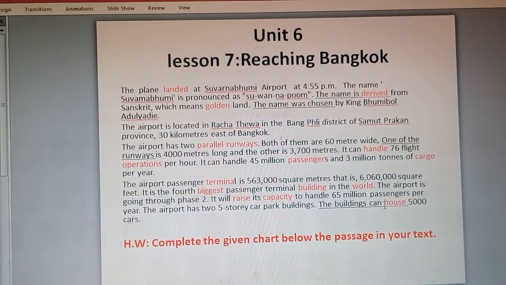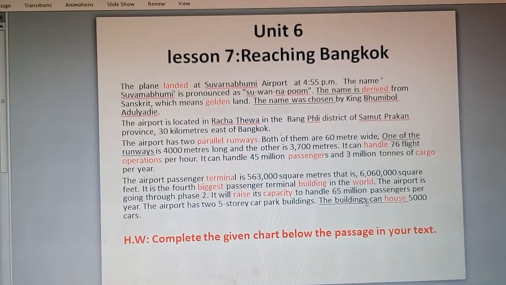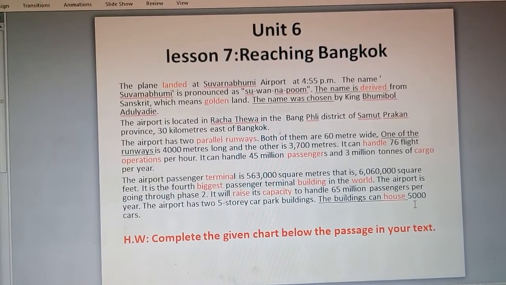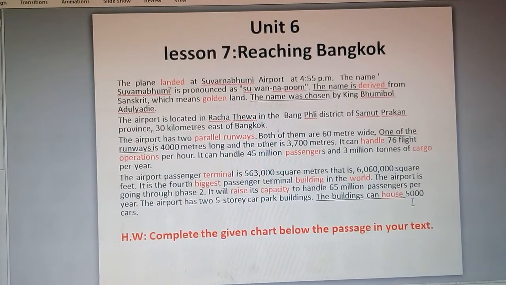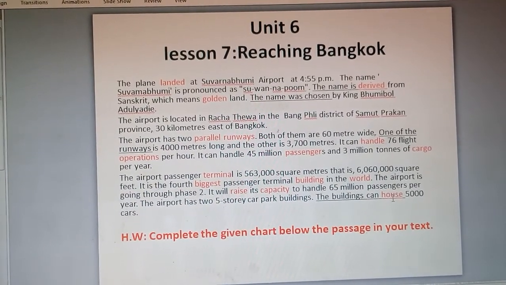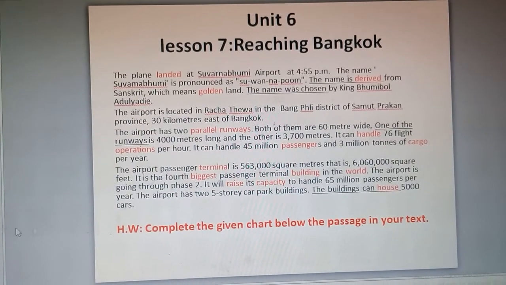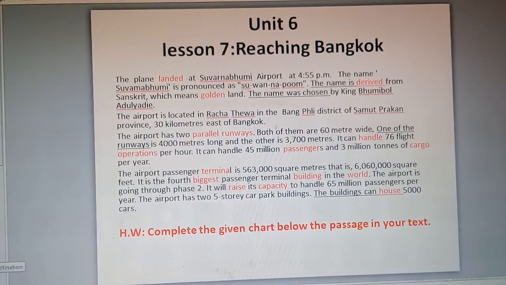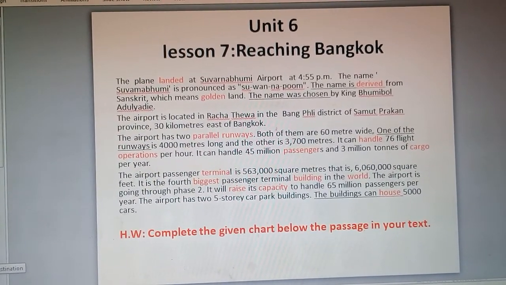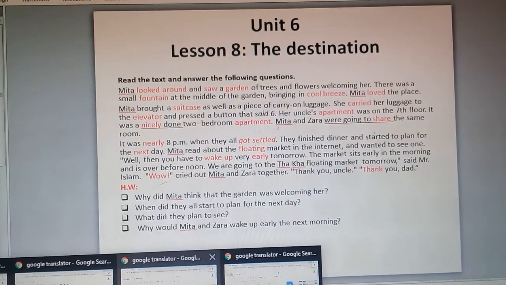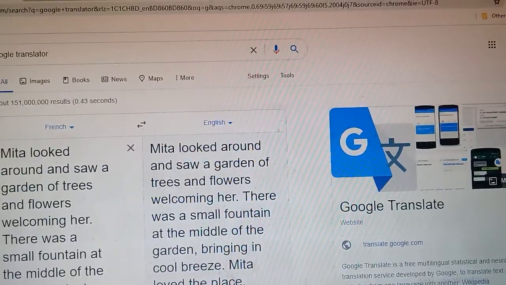Then the buildings can house: after the modals, which means can, could, may, might, shall, should, will, would, you can write the verb here. So here house is used as a verb. Earlier we learned hand also used as a verb. Here house is used as the verb. This is our analysis. So let's go for the next lesson, unit 6, lesson 8. At first read out aloud.